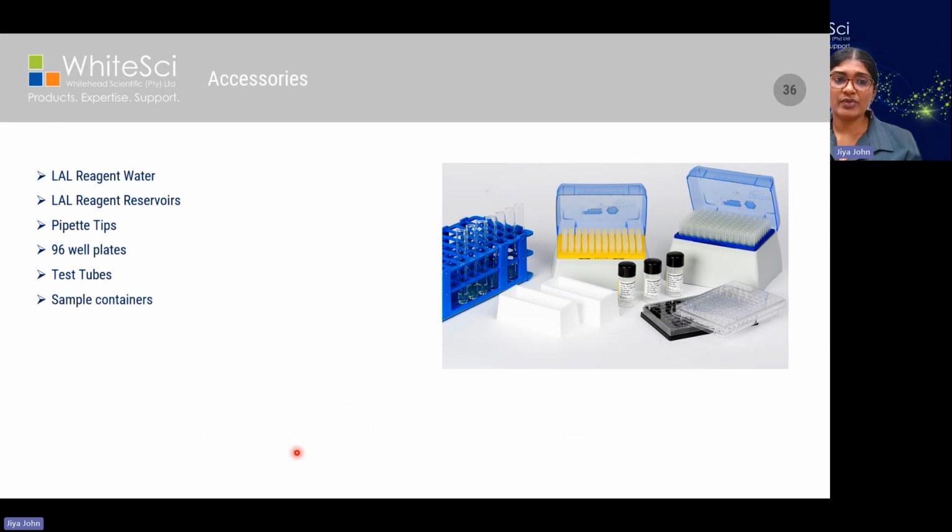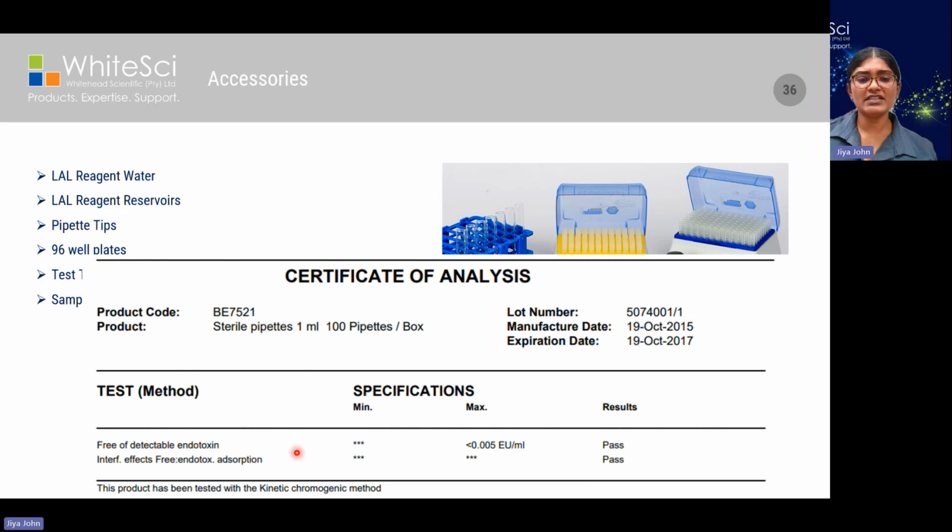So on the accessories, I just want to highlight what we have. The two things you need to look out for when you're buying accessories for your endotoxin testing is that the endotoxin level has to be less than the limit of detection of the kit that you're using. So if you're using a kinetic chromogenic assay, the limit is 0.005. The accessories that you use have to have endotoxin concentration below that limit.